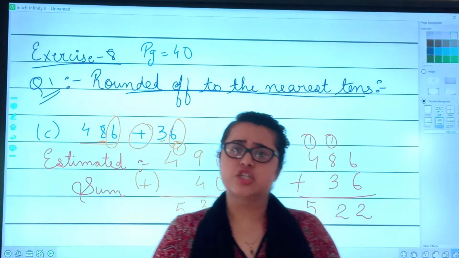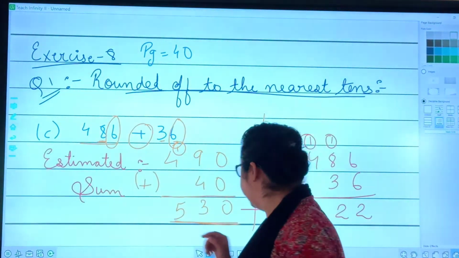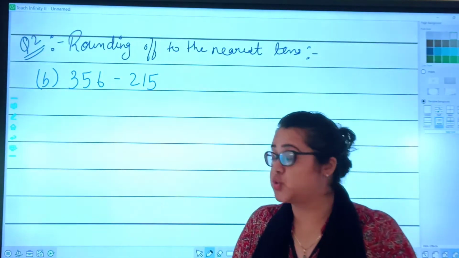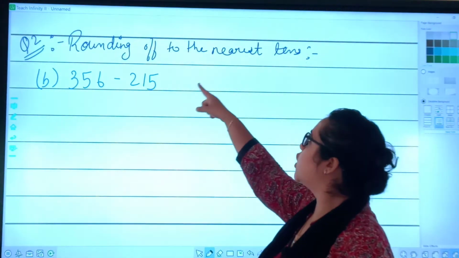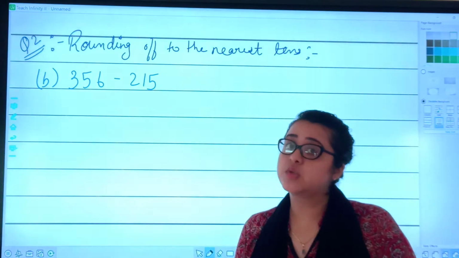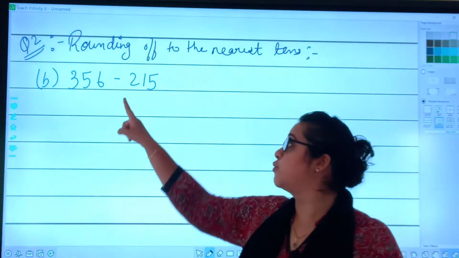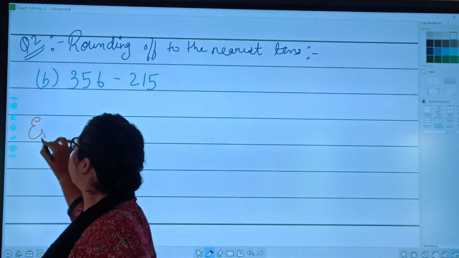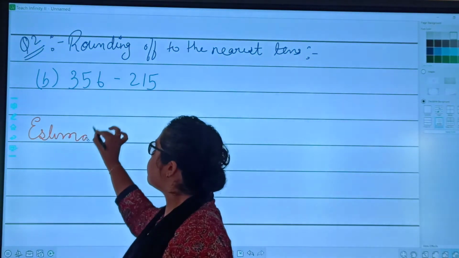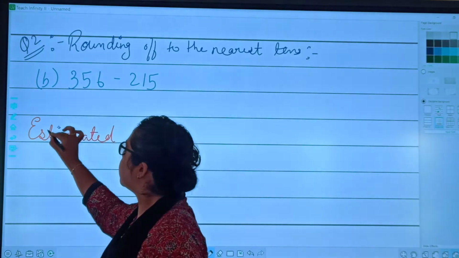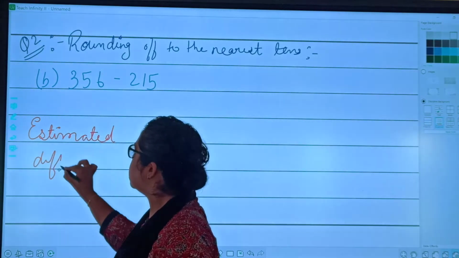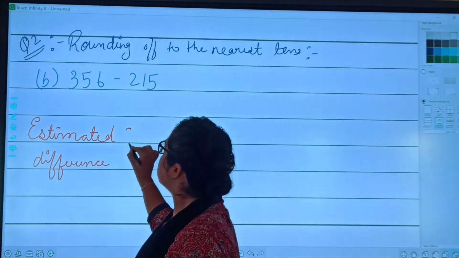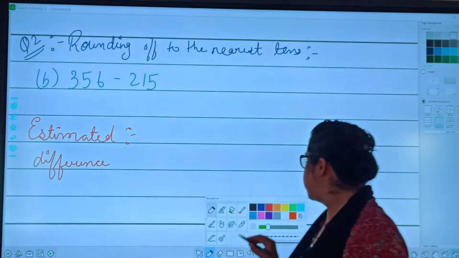Okay students? So let's solve question number 2. Now in this we are supposed to round off to the nearest tens, but we are supposed to deduct. So first of all I will be writing estimated difference. Okay students? So what will be my estimated difference?